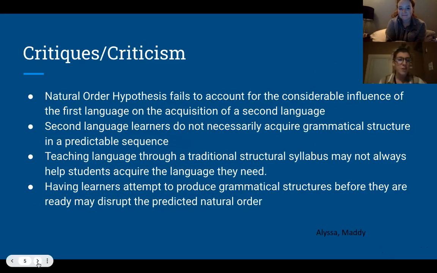So for some critique slash criticism on this hypothesis, the natural order hypothesis fails to account for the considerable influence of the first language on the acquisition of a second language. Second language learners don't necessarily acquire grammatical structure in a predictable sequence. Teaching language through a traditional structural syllabus may not always be helpful to students acquiring the languages they need. And having learners attempt to produce grammatical structures before they are ready may disrupt the predicted natural order.